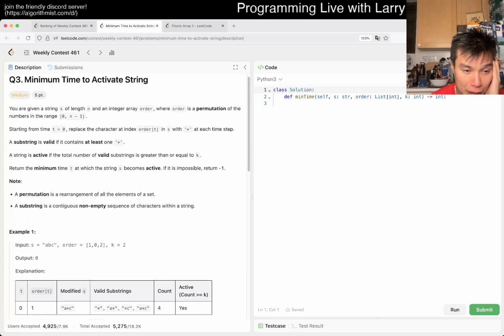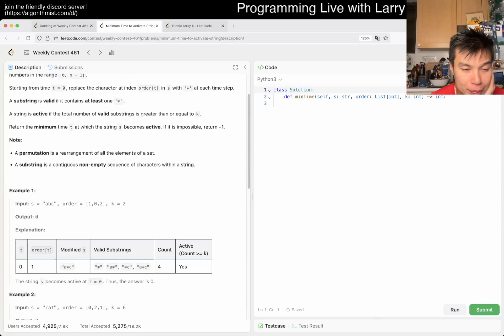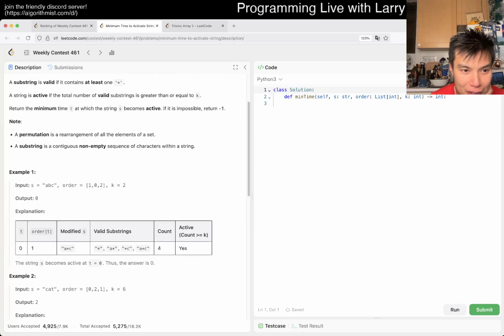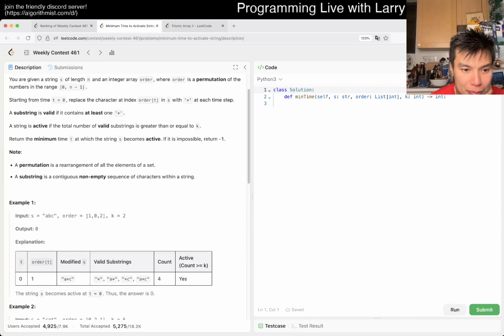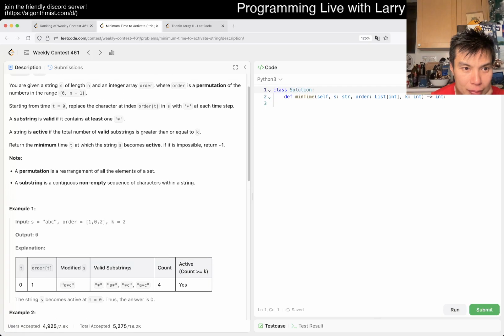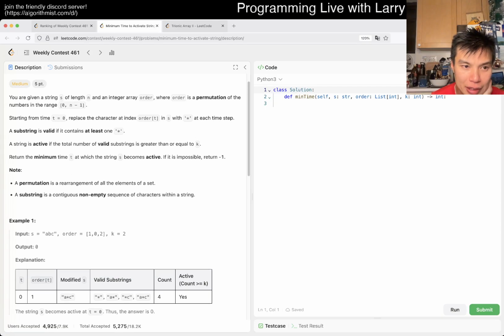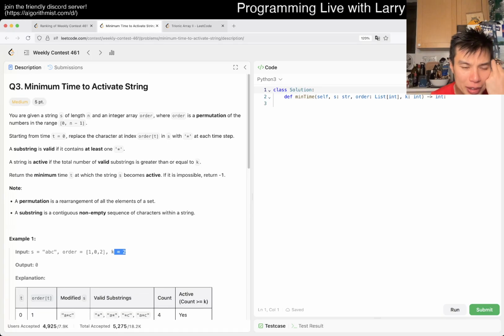Okay, so it sounds like it's binary search, but I don't even know what it's saying. What? A substring is valid if it contains at least 1 star. What does that even mean? Valid substrings count is greater than or equal to k. So 2 valid substrings. I don't know what the star means.